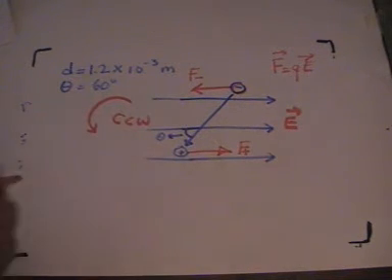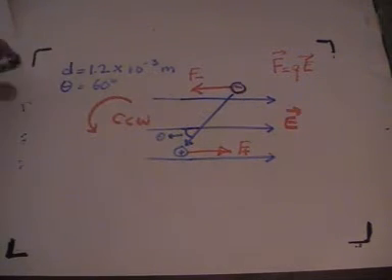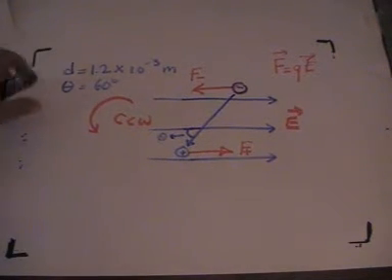So that's the answer to the first part of the question: the dipole will move, and the type of motion is rotational motion, not translational motion. It will not translate across the field, but it will only rotate, and it will rotate counterclockwise. That's the answer to the first question.